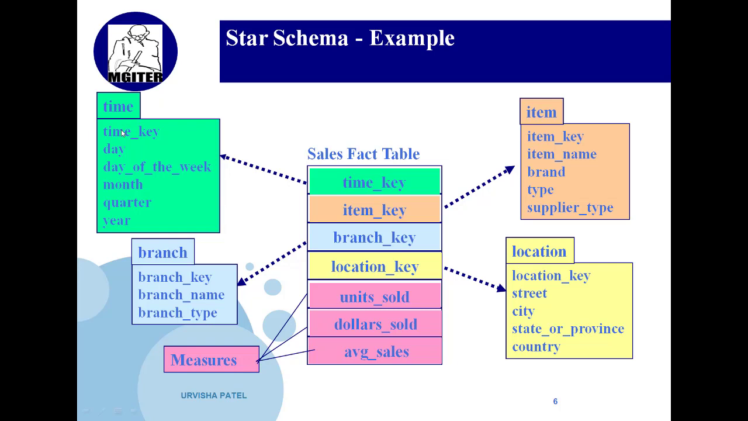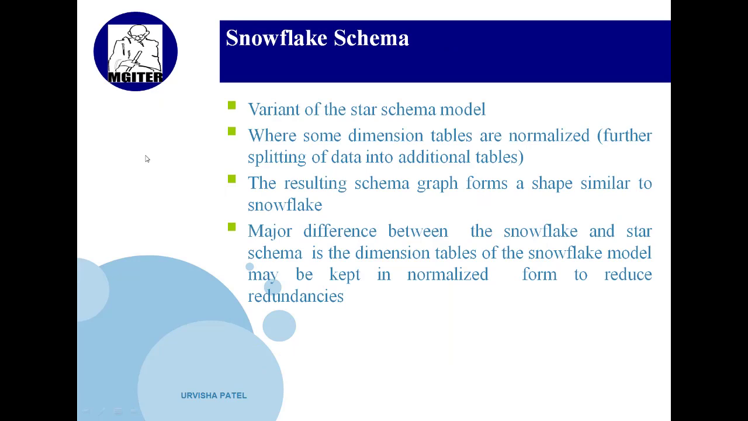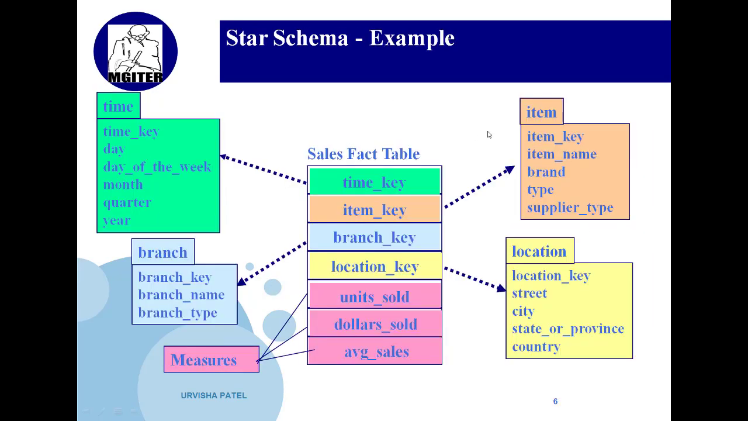Here in the time table, time key is a primary key which is available in the sales fact table. Next is the item key. Item key is the primary key of the item table. Branch key is the primary key of the branch table, and location key is the primary key of the location table. We have four dimension tables here: time, branch, item, and location, and three measures. So this diagram looks like a star, so this schema is called star schema.